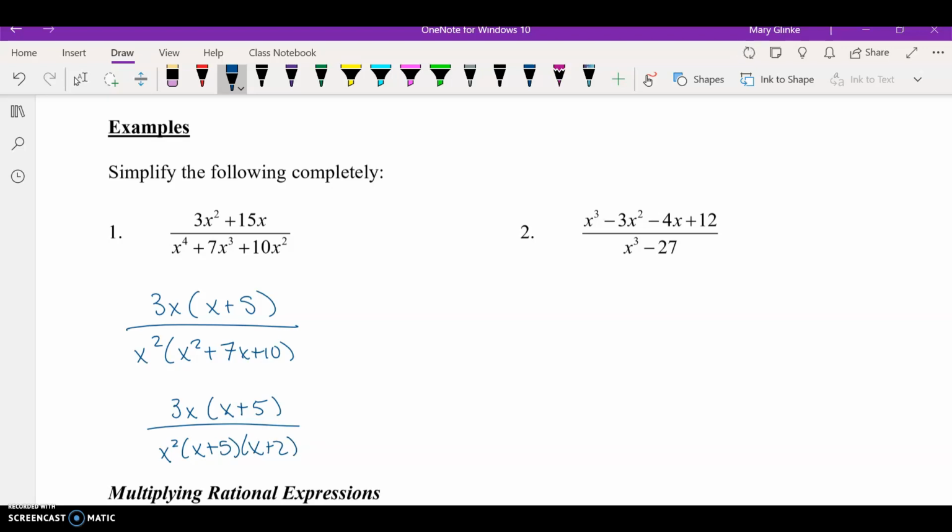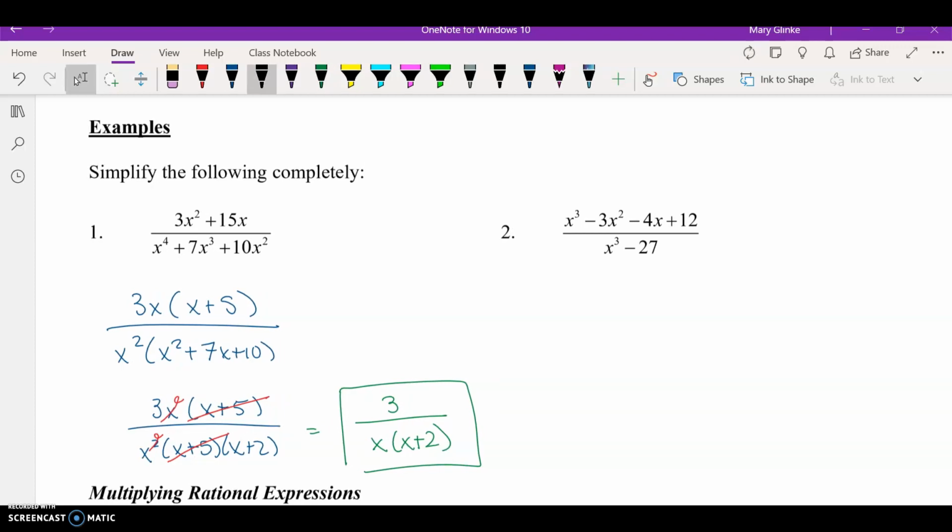Now these are factors, so we can reduce out common factors. So we're going to cancel out the x plus 5s. We have 1 x being multiplied on the top and 2 x's in the denominator, so we also can reduce out an x. Which means our final answer for this one is going to be 3 over x times x plus 2. You can just leave your answer in factored form. So let's go ahead and try number 2.